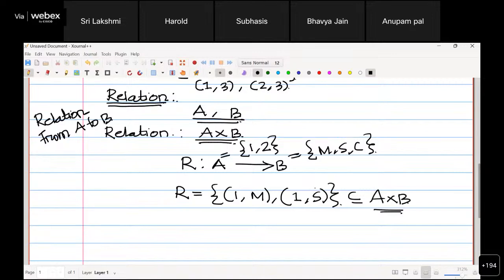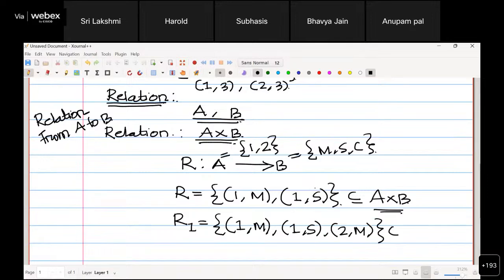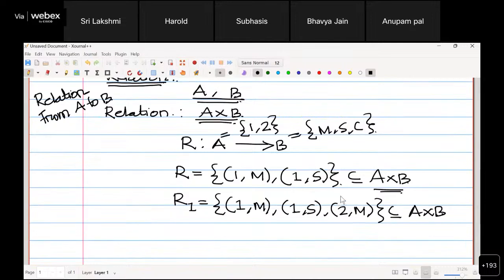Similarly, if I consider a different R1, say {1M, 1S, 2M}, this is also a subset of A times B, so it is also a relation. So it's not that there is only one unique relation from A to B. We can have multiple relations from A to B, right?